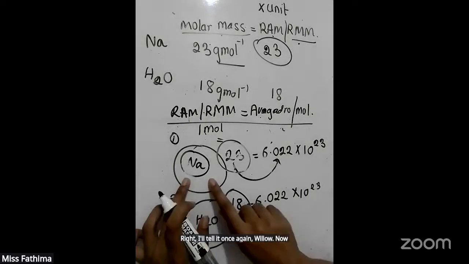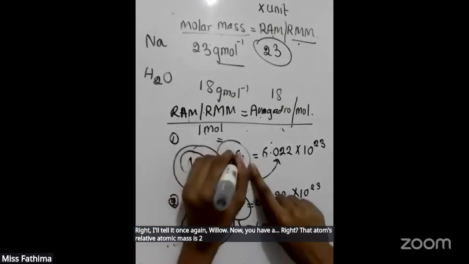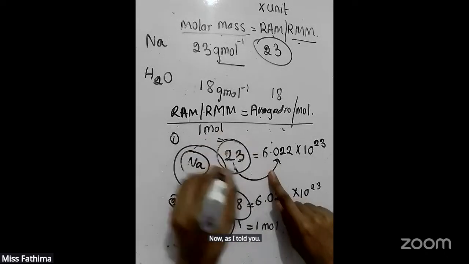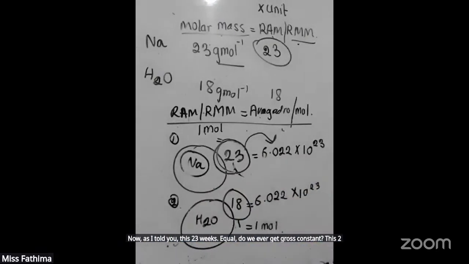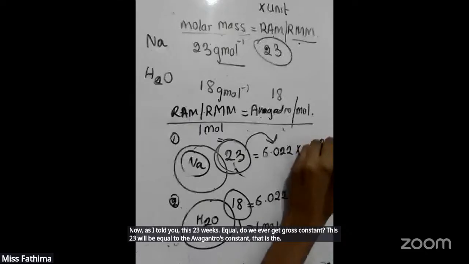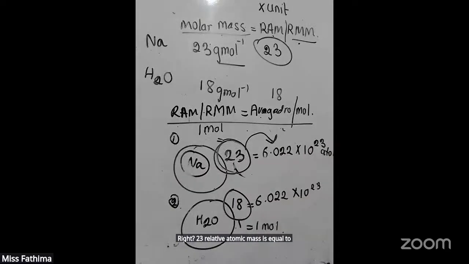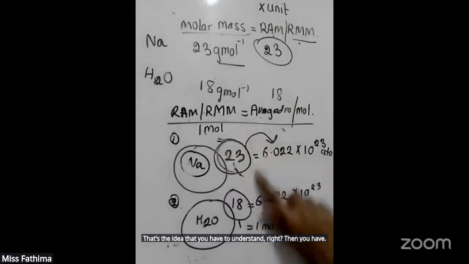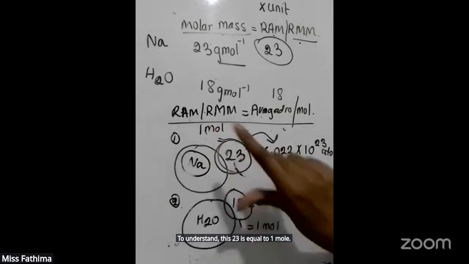Now you have an atom. Right? That atom's relative atomic mass is 23. You have the sodium atom, which is equal to 23. Now, as I told you, this 23 will be equal to the Avogadro's constant. That is the atom. Right? 23 relative atomic mass is equal to 6.022 × 10 to the power 23 atoms. That is the idea that you have to understand. Right? Then you have to understand this 23 is equal to 1 mole.